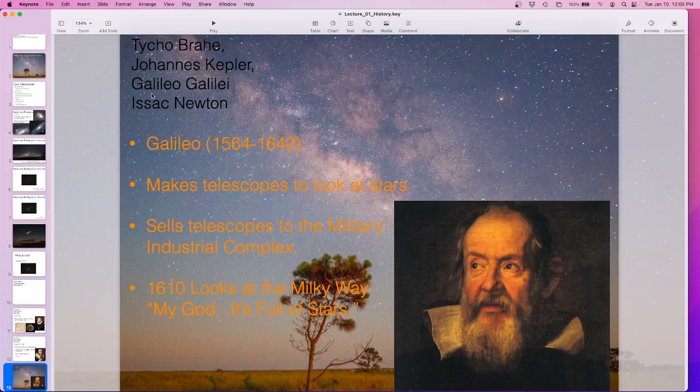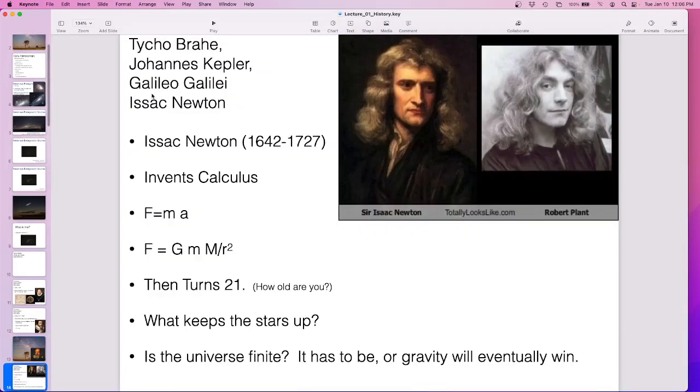Galileo then came later and invented a telescope. I don't think he invented it, but he certainly pointed it in the sky. Realized that these are all full of stars. And then he sold telescopes to the military-industrial complex, which is how he supported himself. There's a long history of science being in bed with the military-industrial complex, for better or for worse. So in 1610, he realized that all of this stuff is actually stars. So these are clearly stars, but this white stuff in here is also stars.